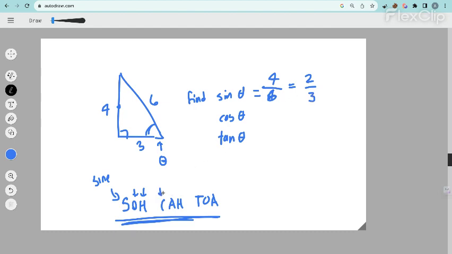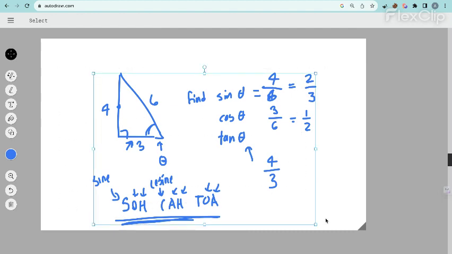Cosine, what I was saying is cosine is adjacent over hypotenuse. So what you do is you find the side that's nearest to the angle that is not the hypotenuse, and then you put the hypotenuse, so it's 1 over half. Tangent, you're probably already guessing, opposite over adjacent, so it's 4 over 3. And that's literally all sine, cosine, and tangent are. You'll just be asked to find these ratios and plug them into the equation.